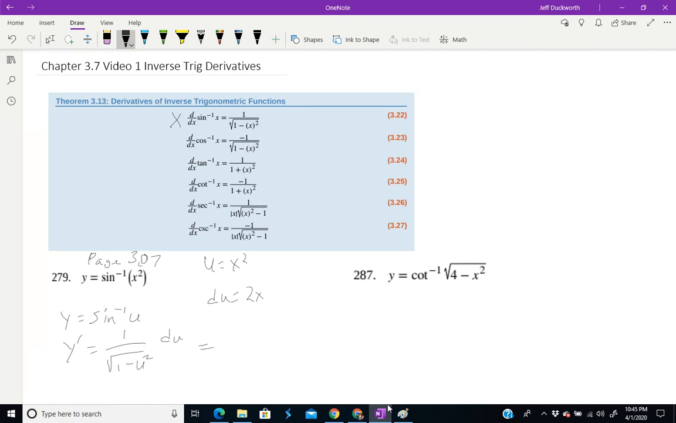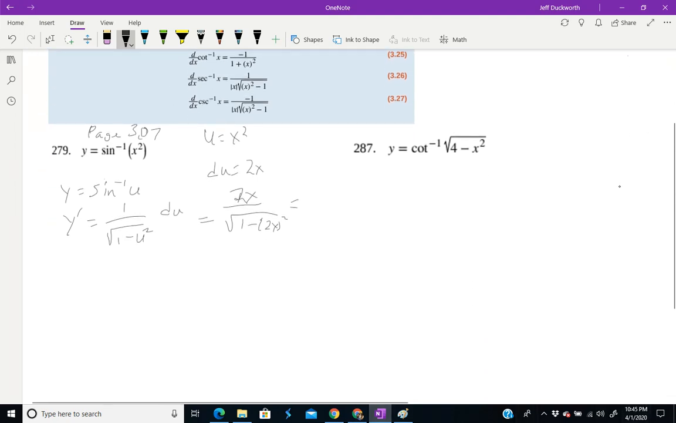This equals 1 over, 2x over square root of 1 minus the entire quantity, 2x squared, which gives us, let me scroll down a little bit here. So this equals 2x over the square root of 1 minus 4x squared when we do that squaring there. And that's it.